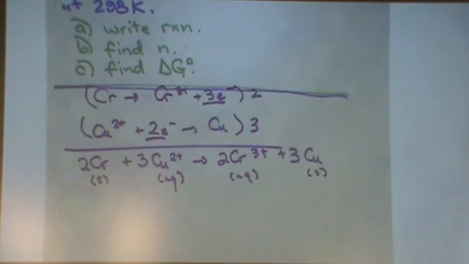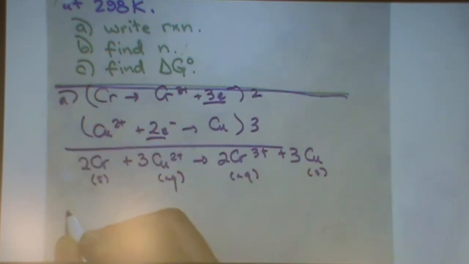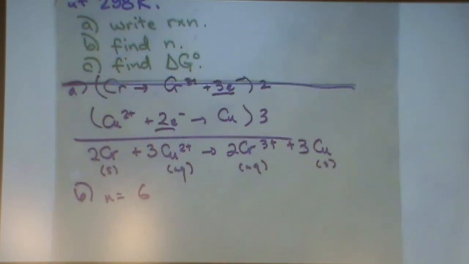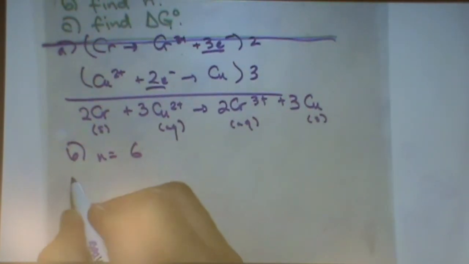Okay, that's part A. There's the reaction. We want the state symbols. It looks all balanced. We're good. Part B. So that's A. Part B, what's N? 6, it's the number of electrons that cancel. Part C, so B was easy.